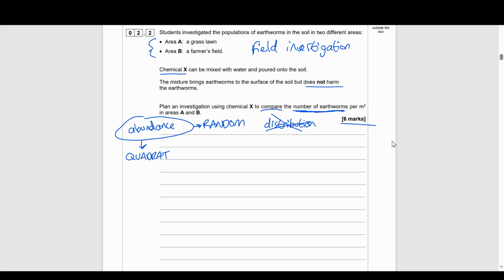So, the first thing that we need to think about then is we need to place this chemical X on the field. And of course, we're looking at two areas, so we need to place this chemical X in both areas, area A and B.